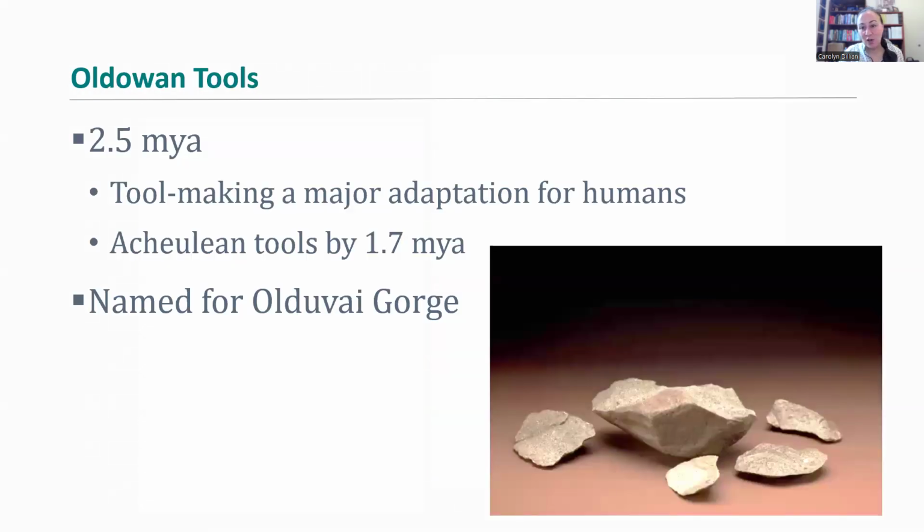And again, Oldowan tools, sometimes referred to as pebble tools. This is the tool-making technology that was a major adaptation for our hominin ancestors. We start seeing more advanced tools like Acheulean tools by about 1.8, 1.7 million years ago. But Oldowan tools go back as early as about 2.5 million years ago, and they're named for Olduvai Gorge. So think they're the oldest tools, think Oldowan, but it's actually named for Olduvai.